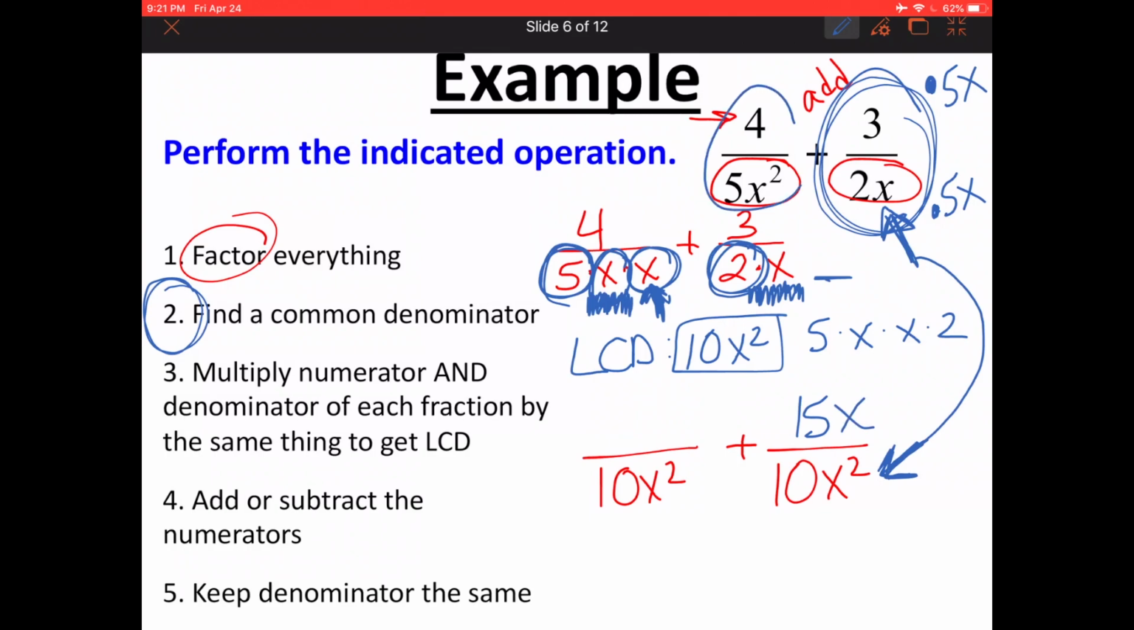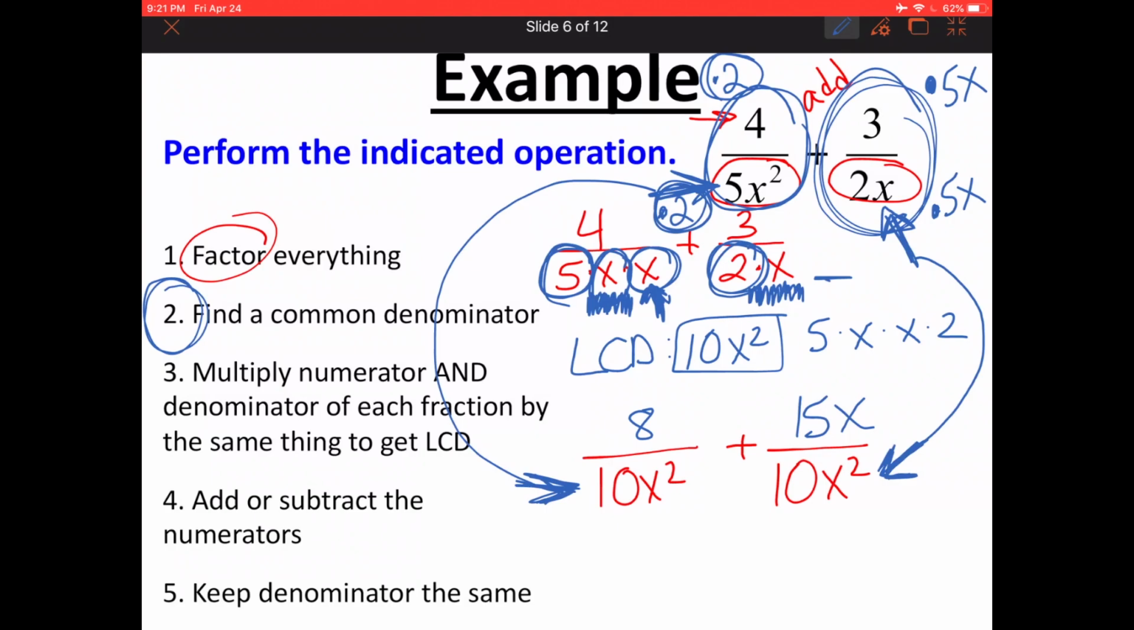Now let's look at my fraction here on the left. How do I get 5x squared to multiply into 10x squared? I have to multiply by 2. And if I multiply the bottom by 2, I have to multiply the top by 2. So here in the bottom, I get 10x squared. In the numerator, I get 8.